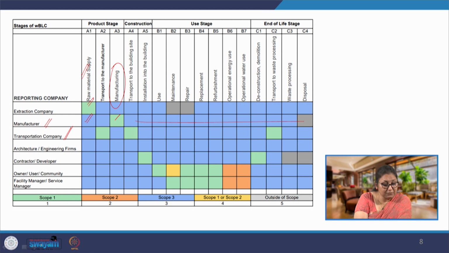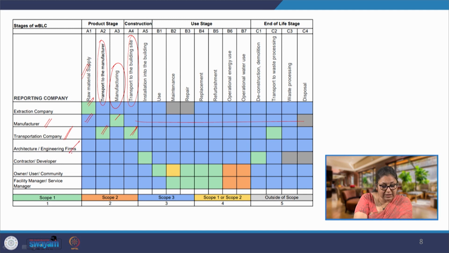Here we have considered that there is a third party transportation company who is going to transport the extracted material to the manufacturing unit and the processed material from the manufacturing unit to the construction site. For them, all the emissions coming from transportation are scope 1 emissions, and the rest of the emissions are scope 3. They will be upstream or downstream depending upon which transportation activity we are talking about. If it is both, then only the transportation is going to be in scope 1 and the rest is going to be scope 3.